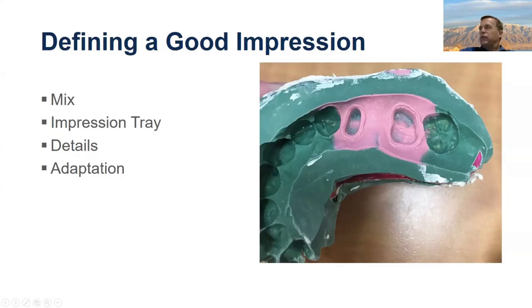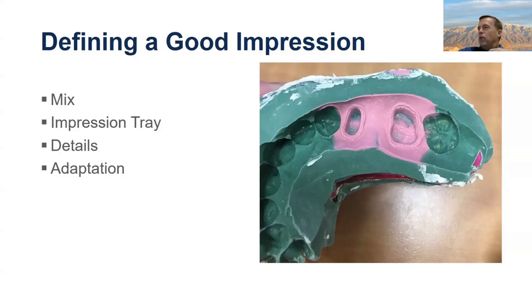We need to make sure that the tray is fully filled and that the impression material adheres to it. So sometimes that's mechanical retention. Sometimes we're going to put a little bit of adhesive on there. But the tray is so important, using the right tray and using it well.